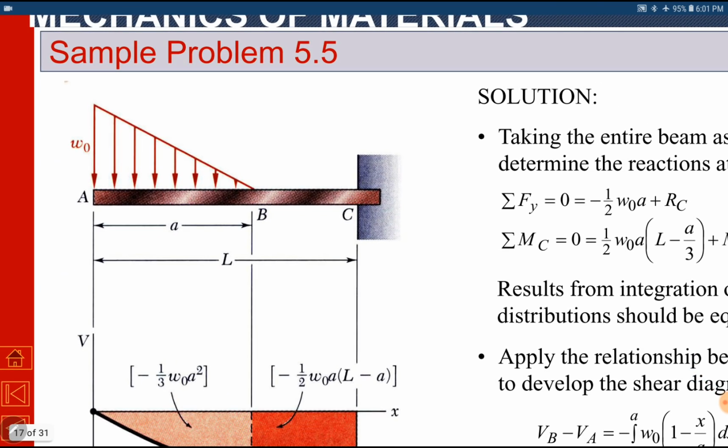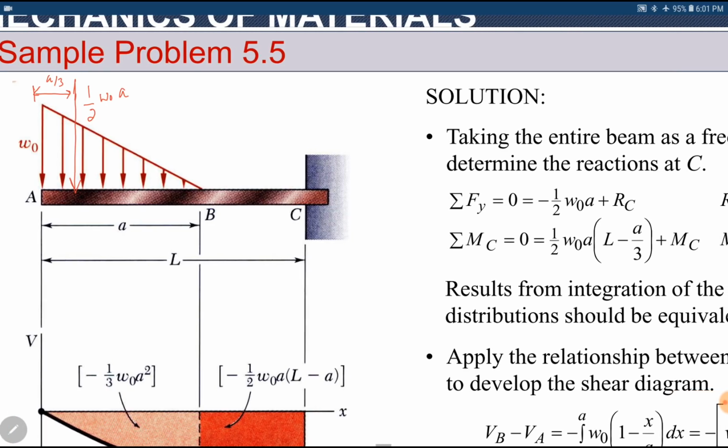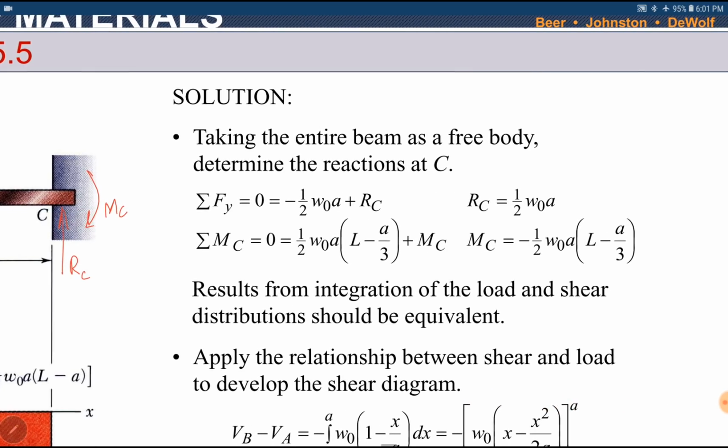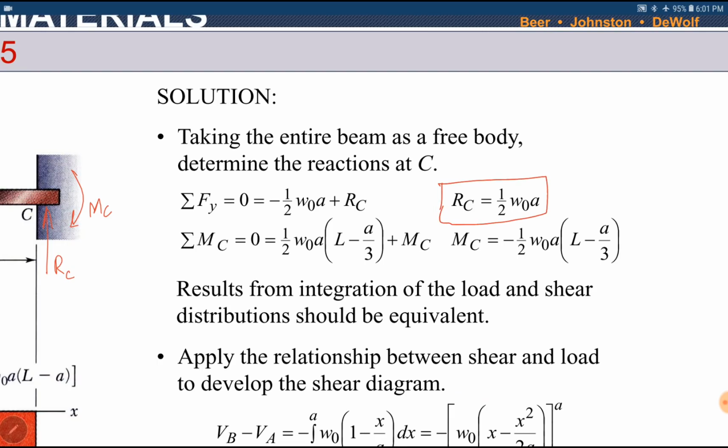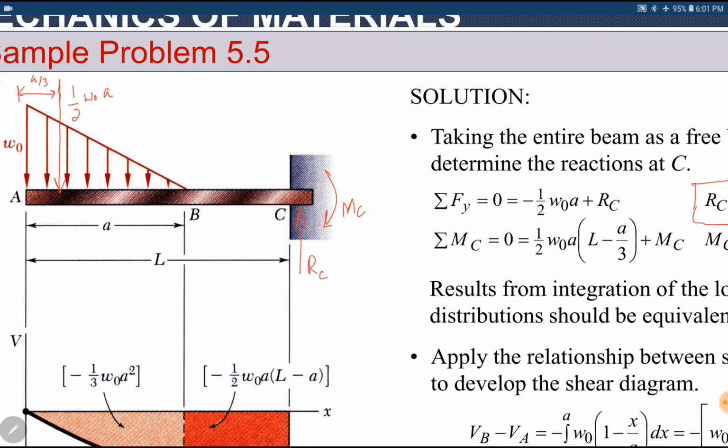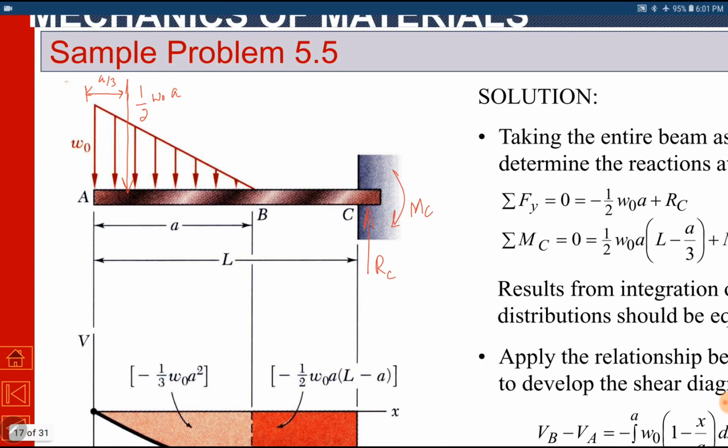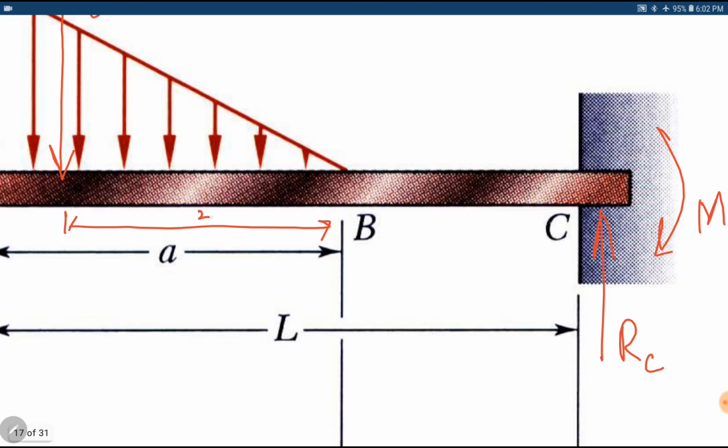First, we have to convert this distributed load into a concentrated load. It will be 1 over 2 w naught a, and the distance from here is a by 3. Okay. So RC, here is RC. RC minus 1 over 2 w naught a is equal to 0. So RC becomes 1 over 2 w naught a. Similarly, summation of moments at point C is equal to 0. So we have MC and a moment due to this load. This distance is 2a by 3.